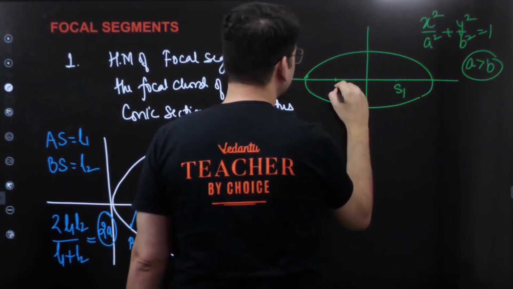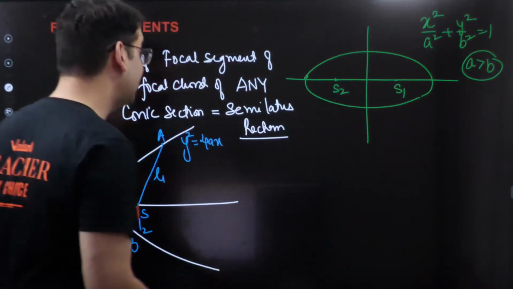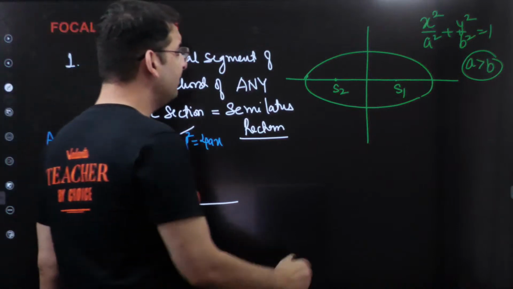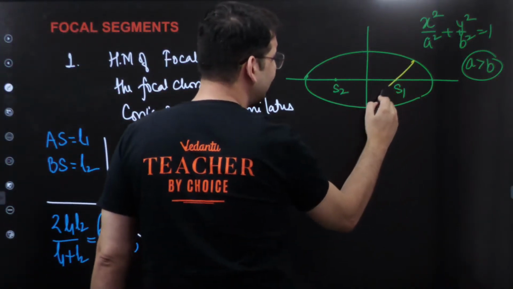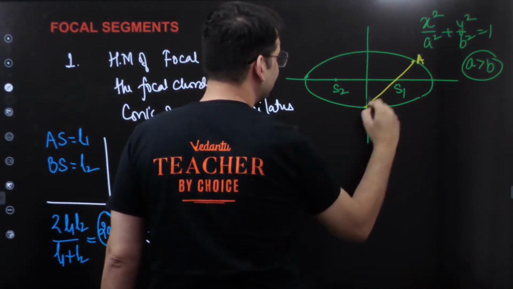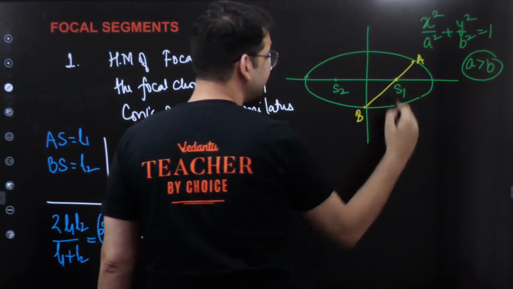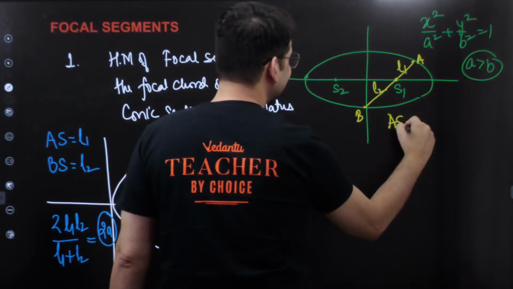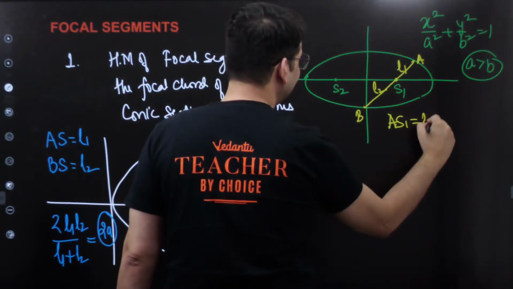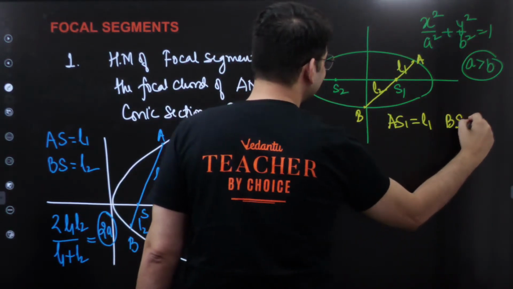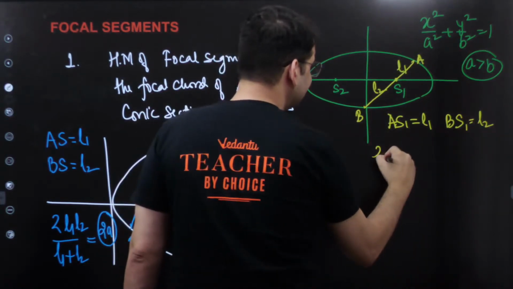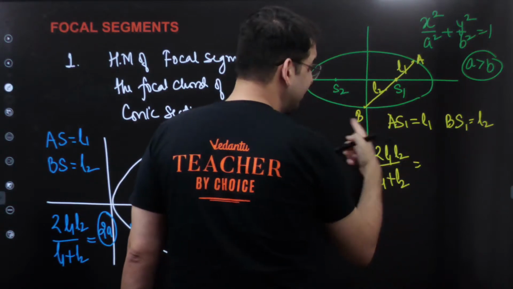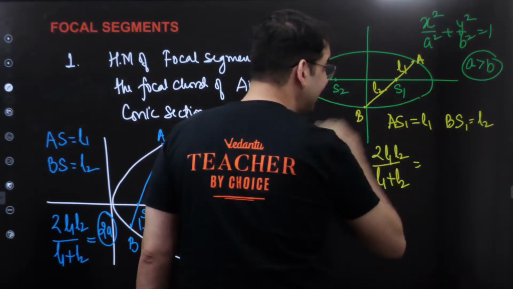Focus 1, focus 2. x²/a² + y²/b² = 1, a > b. Now, if there is any focal chord, let's say this is the focal chord AB, which passes through the focus. Let's say this is L1, this is L2. AS1 is L1 and BS1 is L2. So again, same case, 2L1L2 upon L1 + L2, that is the harmonic mean of the focal chord, is equal to the semi-latus rectum.